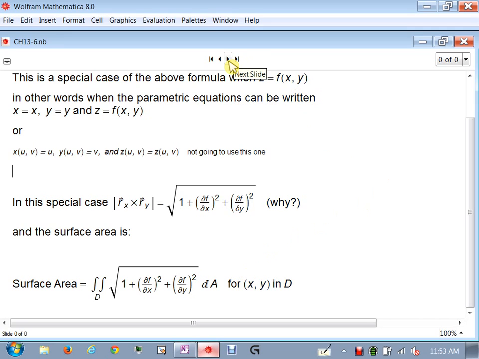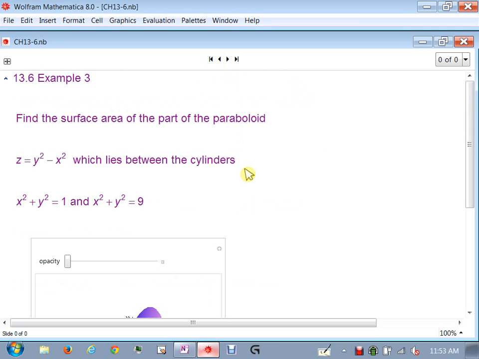I'll go with nods. That's okay with me. It's better than nothing. So check this one out. This is a great problem.